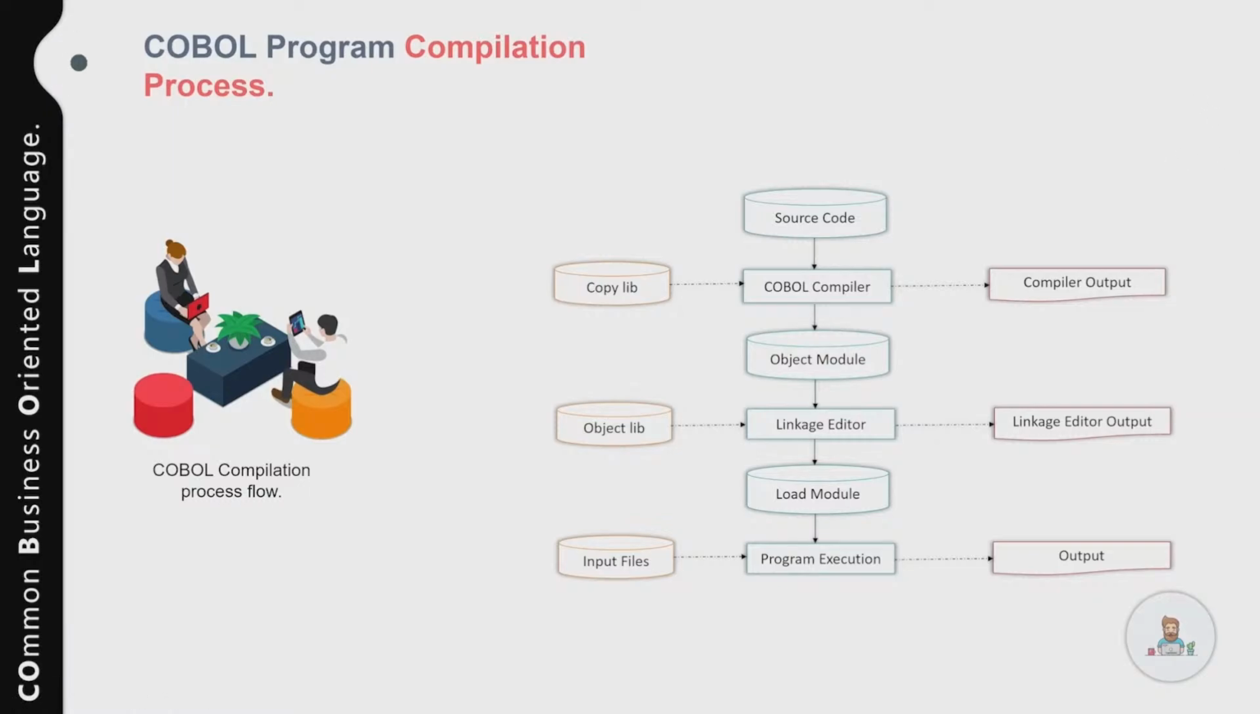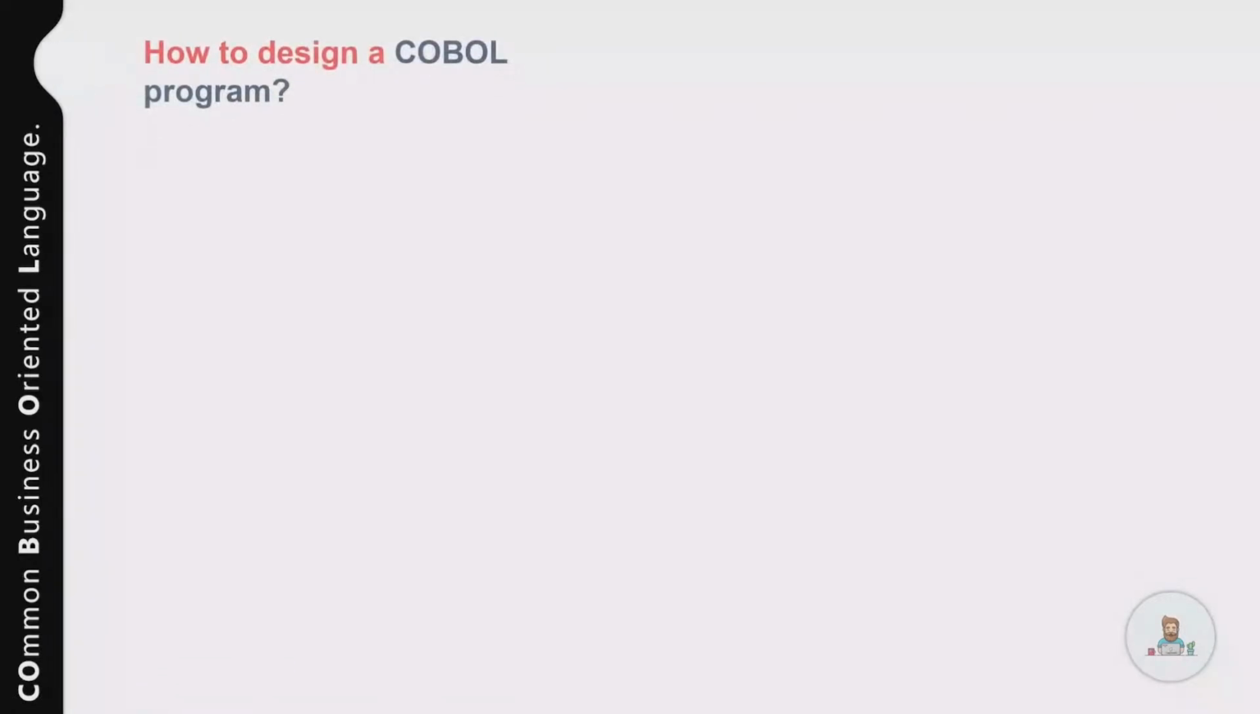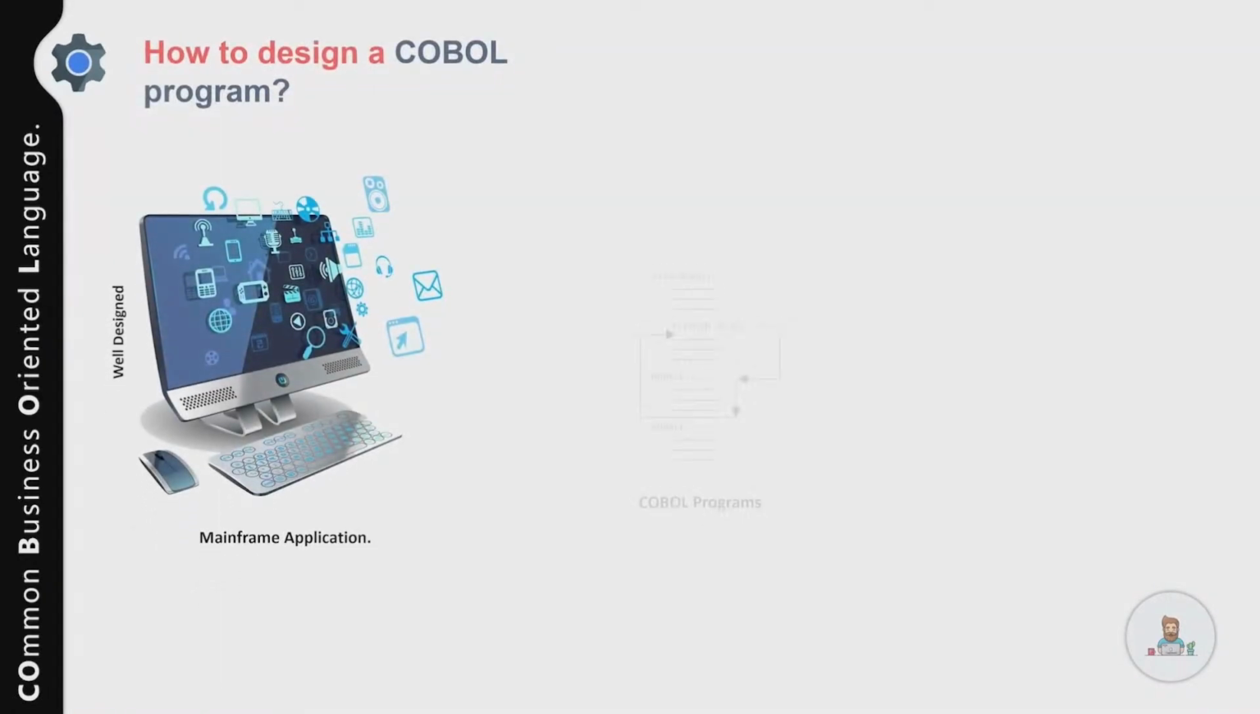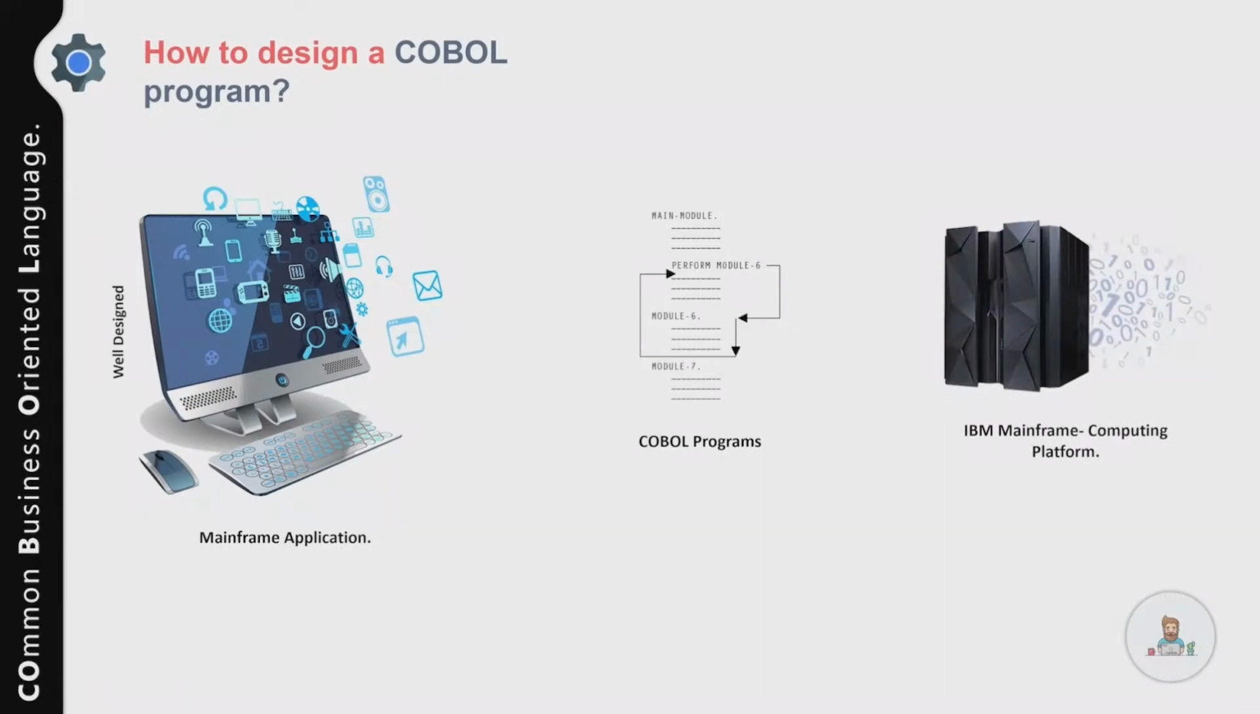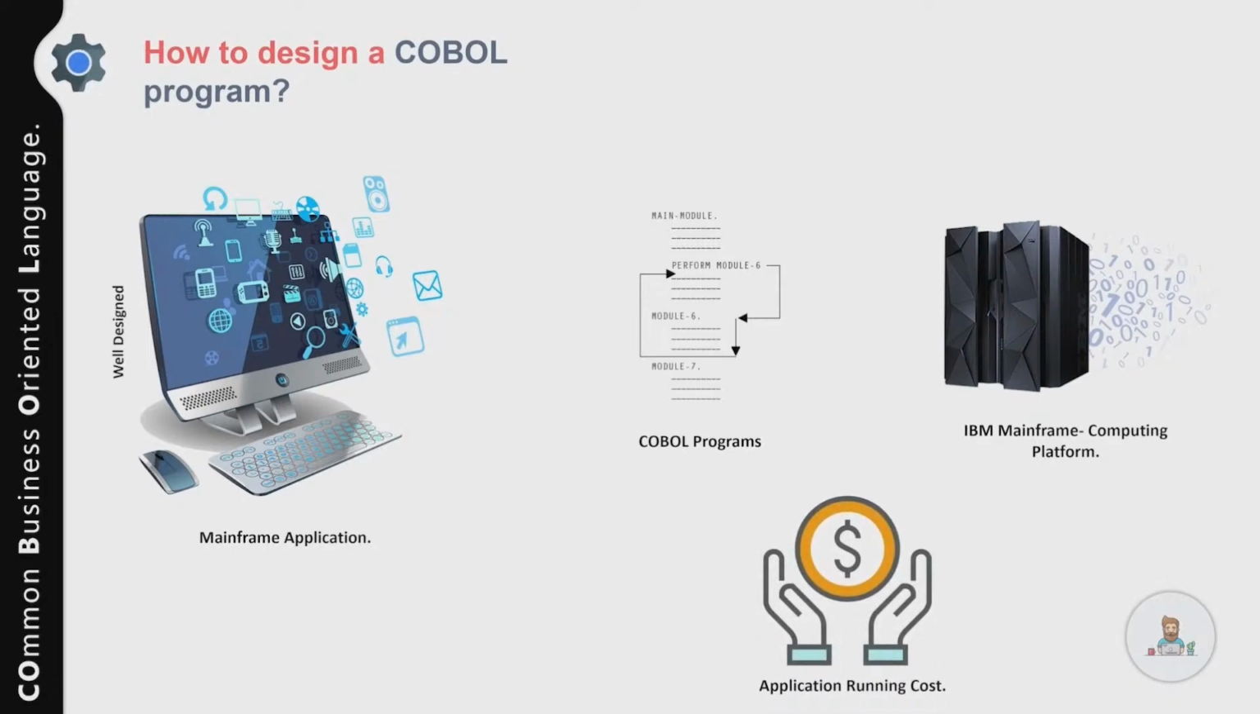Otherwise, let's move on to our next topic, that is how to design a COBOL program and what are the important points that you should always keep in mind when you're designing your COBOL program. As you know, COBOL is one of the oldest programming languages and it is widely used in enterprise computing. And in most cases, COBOL applications are hosted on IBM Mainframe. And when you talk about IBM Mainframe, cost is one of the important factors that cannot be ignored when you're writing your COBOL program that will be deployed on IBM Mainframe.